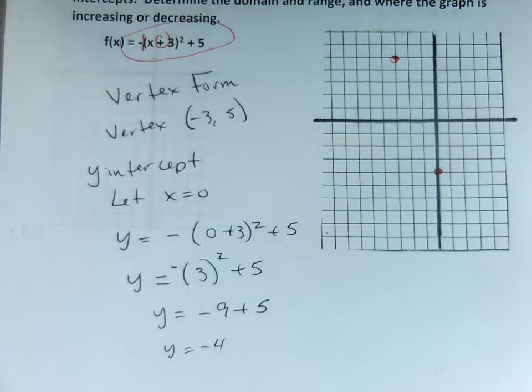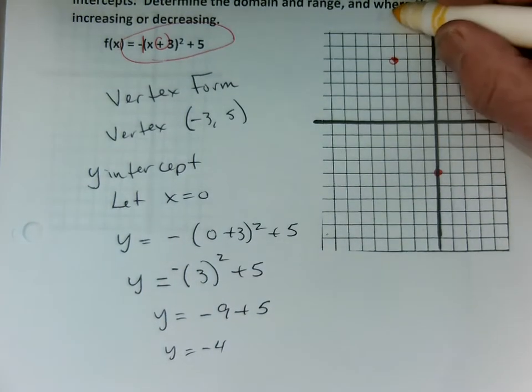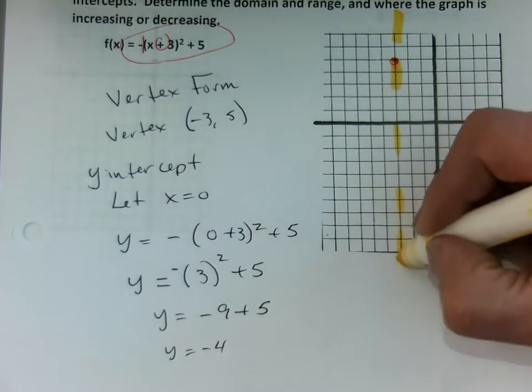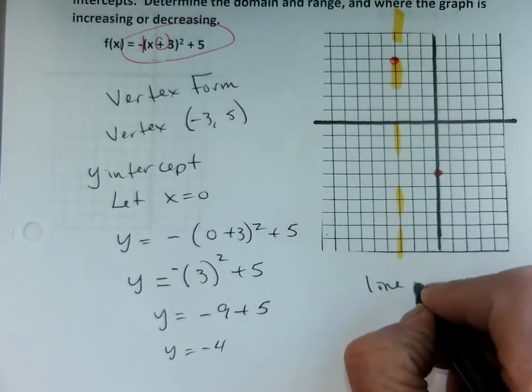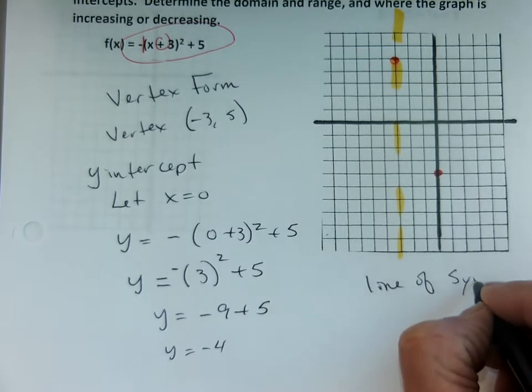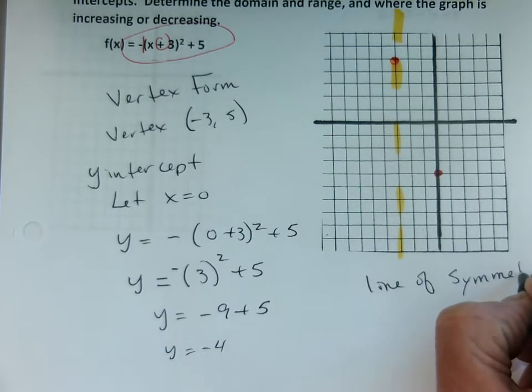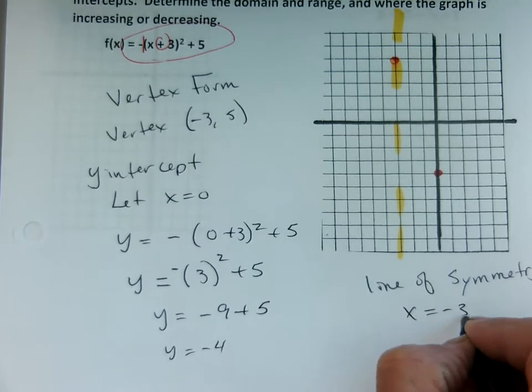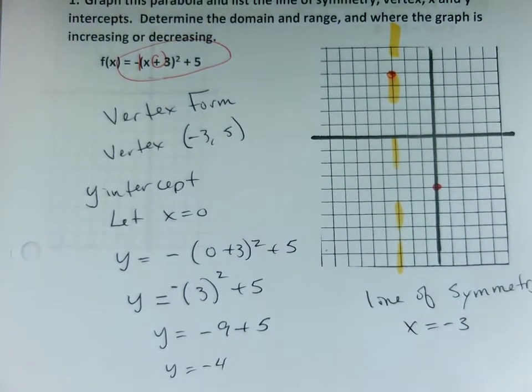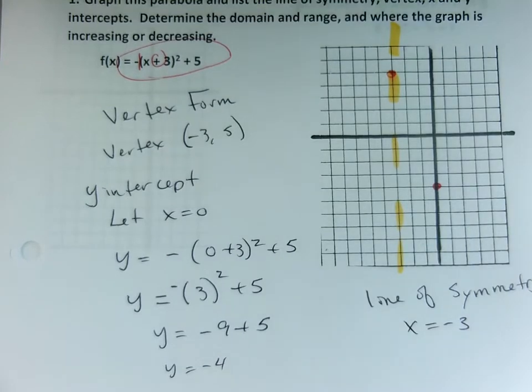So if I have 3 points, that's all I really need. I do know there's a line of symmetry, right? You guys agree? The line of symmetry goes right through the middle of the vertex. And my line of symmetry is at x equals -3. Okay, want me to slow down for a second? Yeah. Okay, I'll slow down for a second.